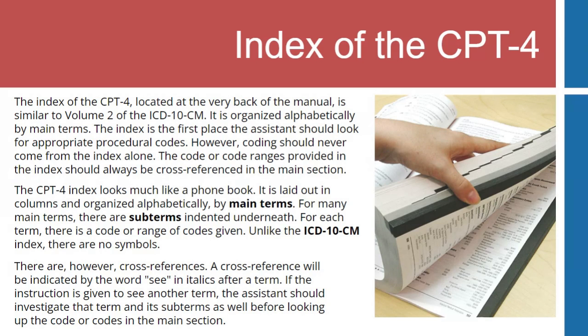Okay. And I'll just read a little bit of this here, but the CPT4 index looks kind of like a phone book. It's laid out in columns organized alphabetically by main terms. For many main terms, there may be a subterm underneath. A subterm may just get more specific, let's say for the arm, the subterm might be forearm, or anterior arm, or posterior arm. It'll just be more specific. But once you get into coding and you get into the books, you'll see it.